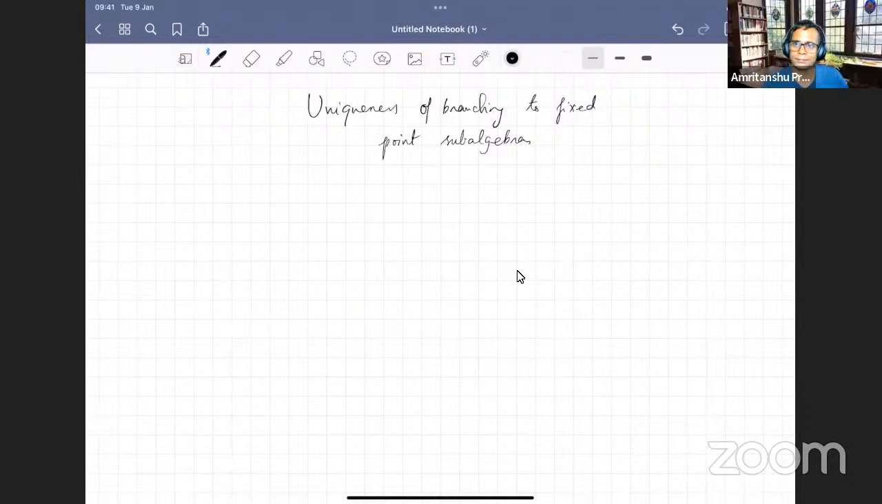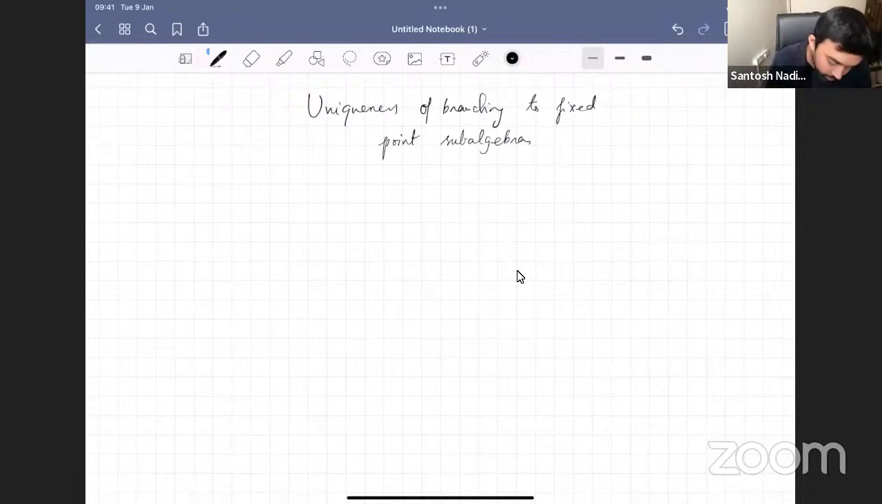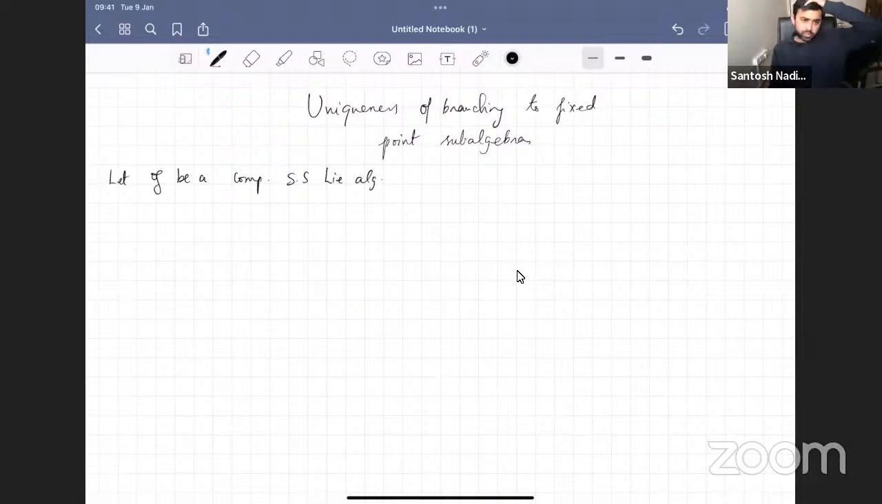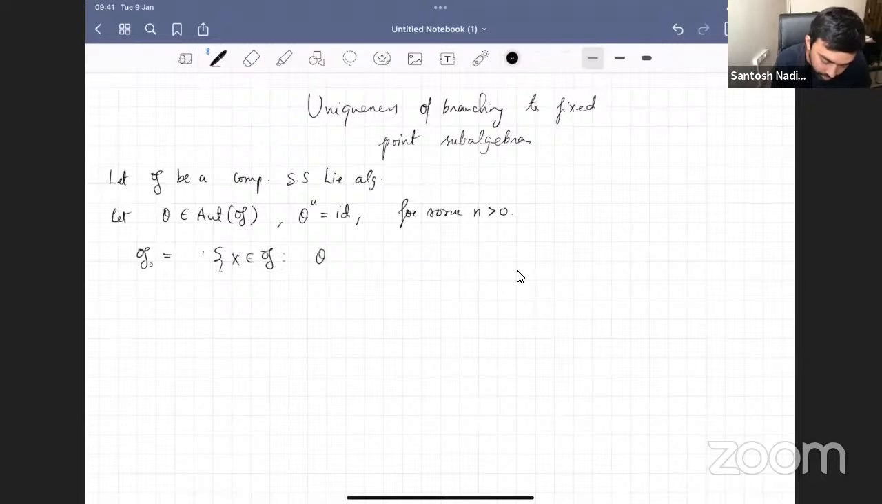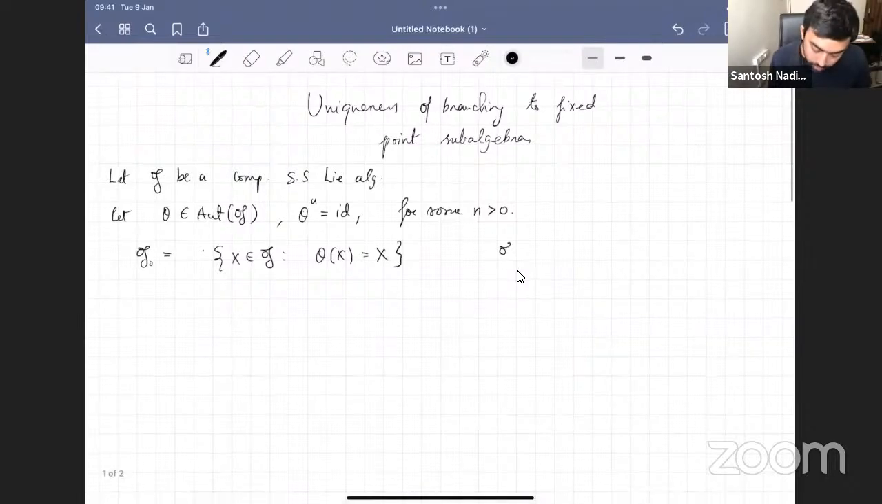Let's start. Let 𝔤 be a complex semisimple Lie algebra. Now let θ be an automorphism of 𝔤 as Lie algebras, and θ^n is the identity for some n. We assume that, and now 𝔤₀ is the stabilizer, 𝔤^θ, the set of x inside 𝔤 such that θ(x) is x. So 𝔤₀ is a Lie subalgebra.